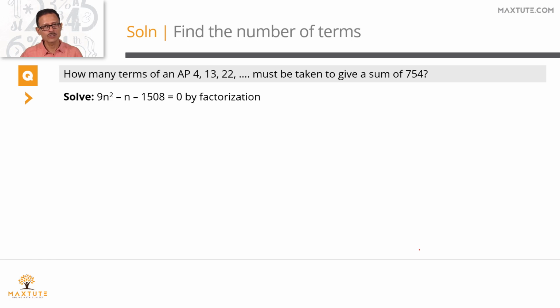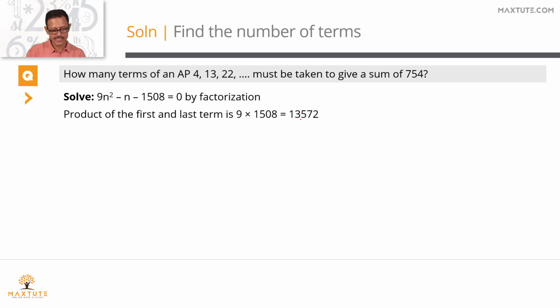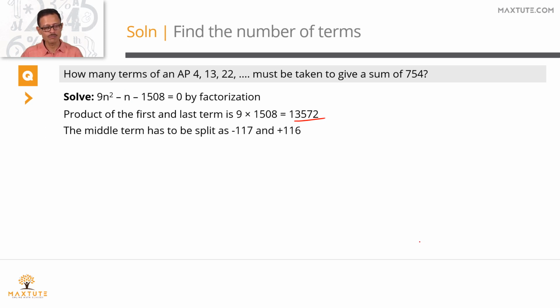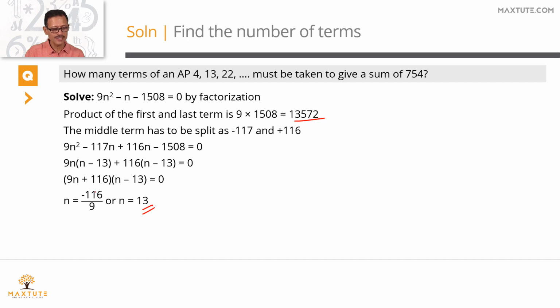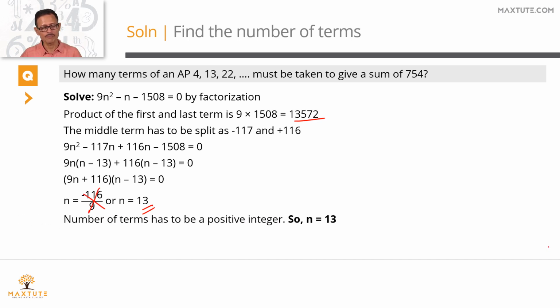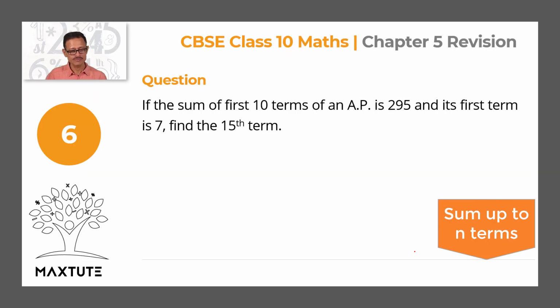The product of 9 and 1508 is equal to 13,572. We are splitting the middle term as minus 117 and plus 116, resulting in the factorization giving us a value of n to be 13 and a negative fraction, which is not possible. So we'll have to take 13 terms of this progression to get a sum of 754. This factorization bit makes this question a tough question. So move on to the next one.